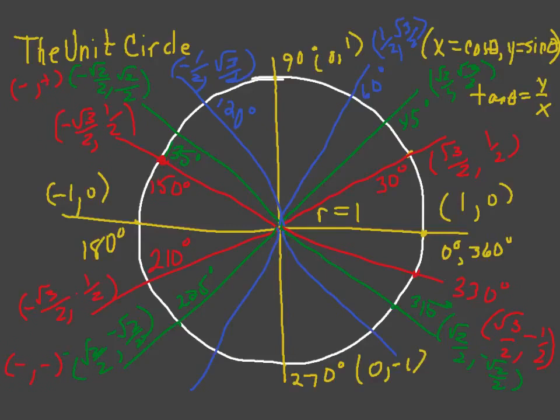And then 60 below 180 is 240, which is (negative 1/2, negative square root of 3 over 2). And then here, if we're 60 degrees before 360, we're at 300. And our point is still going to be related to the 1/2 and square root of 3 over 2, except our 1/2 is positive in this quadrant.